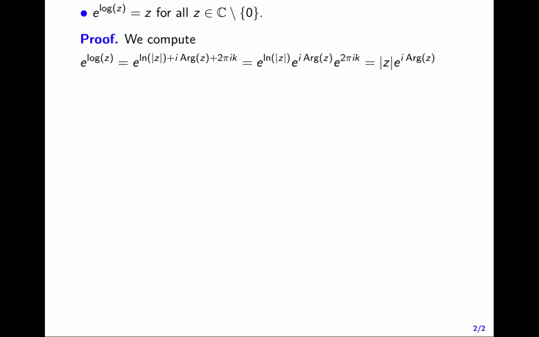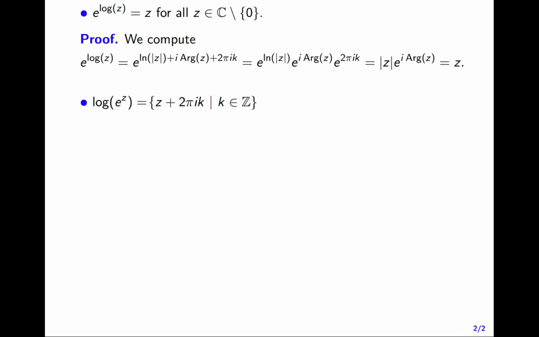So any element of the set e to the log of z really has the form modulus of z times e to the i times principal argument of z. And from polar coordinates, that's of course z. So all elements of this set, e to the log of z, just collapse to z.